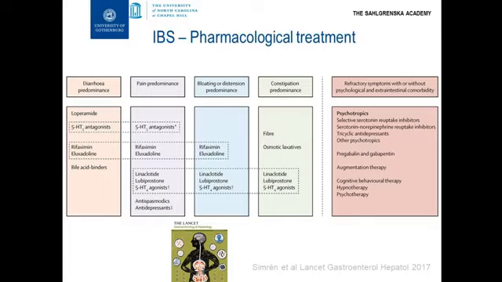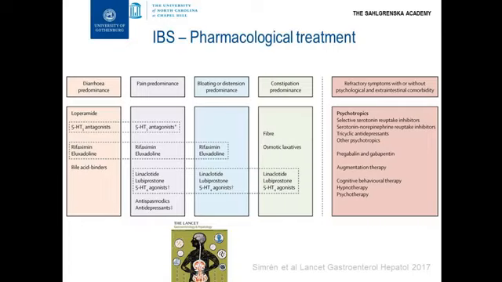The first line option for constipation is often to increase the fiber dose and use some laxatives. For pain predominant IBS, the first line option is antispasmodics, which are thought to reduce what you can think about as cramps in the gastrointestinal tract, to reduce pain through that mechanism.